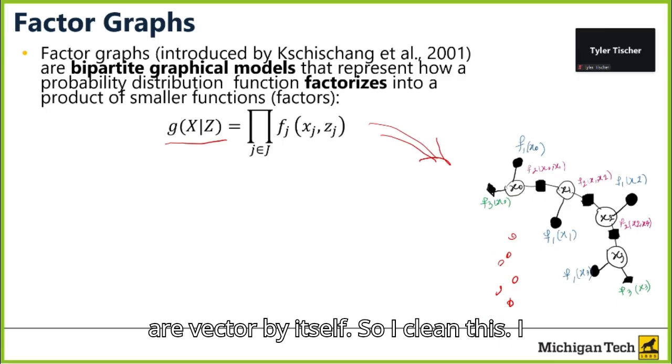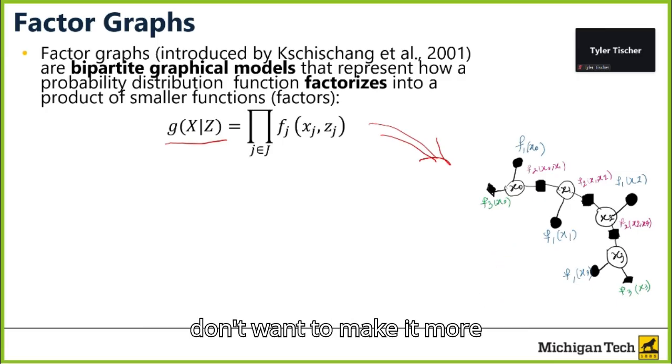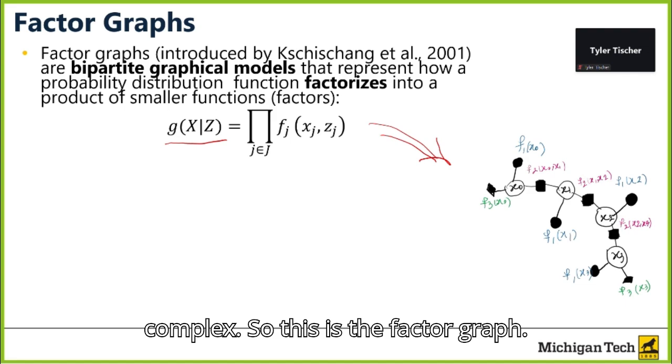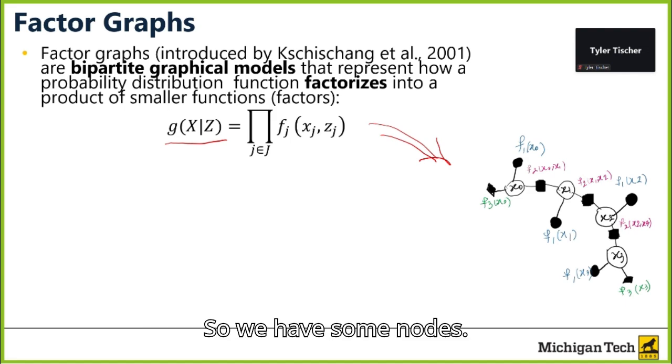So let me clean this. I don't want to make it more complex. So this is the factor graph. We have some nodes. Those empty circles are states. And some other shapes like circles, diamonds, rectangles, triangles, whatever. Those are factors.